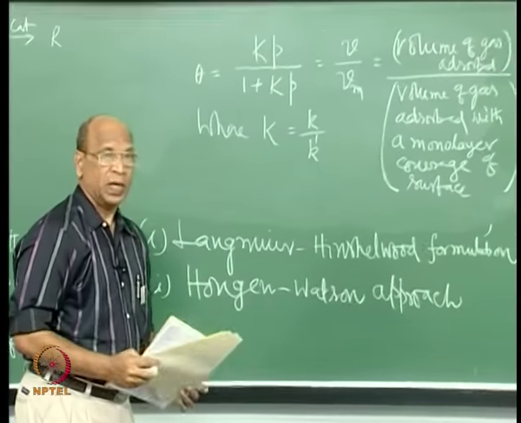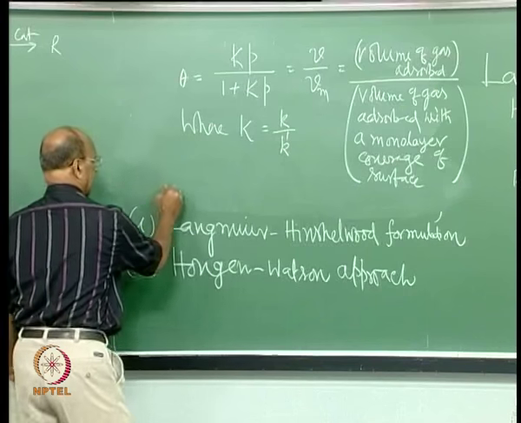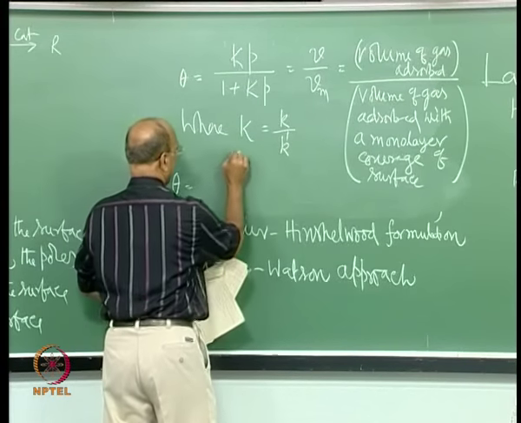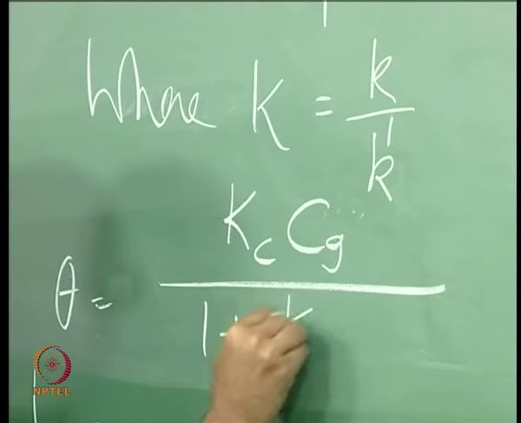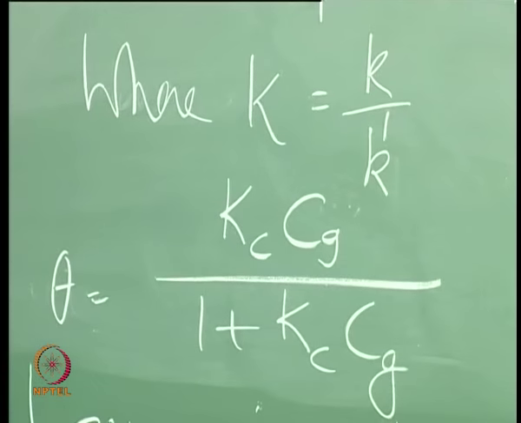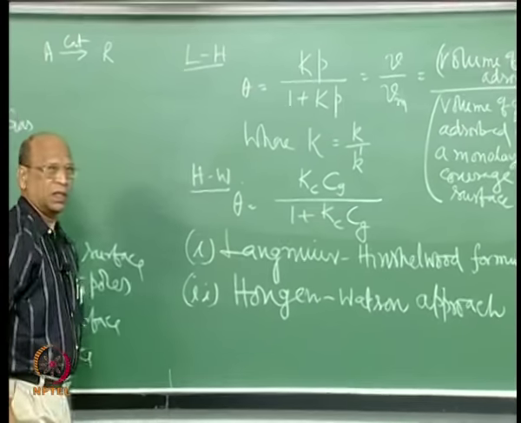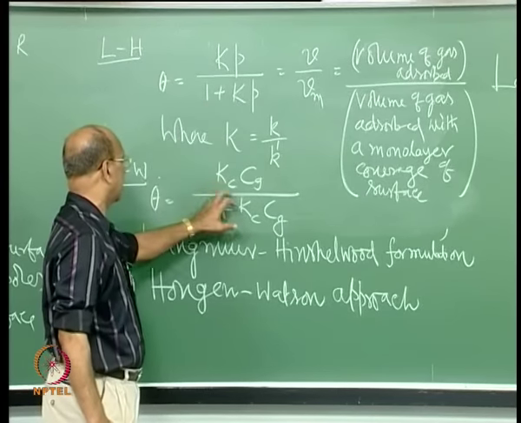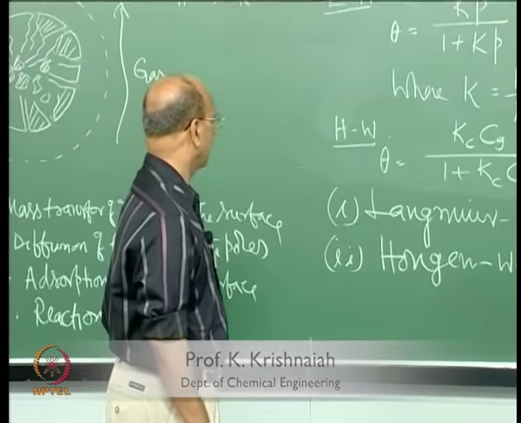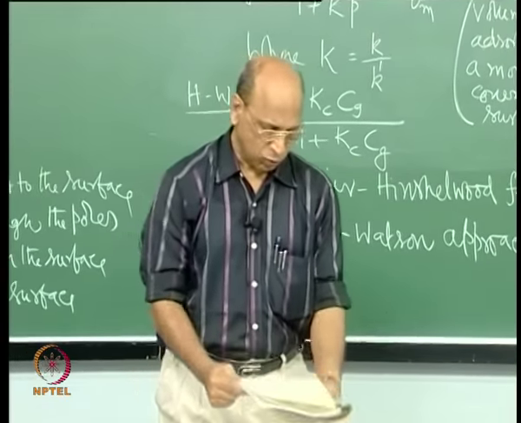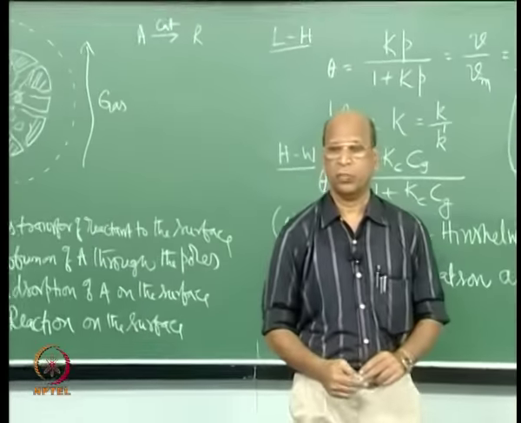This is the Langmuir isotherm, and even if you derive an equation for Haugen-Watson in terms of surface concentrations, you will get a similar equation: theta equal to Kc Cg by 1 plus Kc Cg, where Cg is the gas concentration. This is Langmuir-Hinshelwood and this is Haugen-Watson. It is the same thing, but expressed in terms of partial pressures. And this Kc is written because it is in terms of concentrations. The format is the same. So, these are the first equations, and then we will actually derive the rate expressions for surface reaction, where steps 3, 4, 5 will come into the picture.